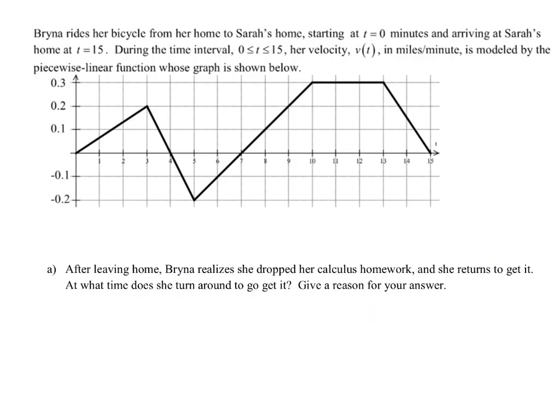All right, so it's very important that you read the situation and underline what you have. Let's highlight those. This is v of t, which is in miles per minute. So we have a velocity, we have a rate. The second thing it says is that Brina leaves her house at t equals 0, and she doesn't get to Sarah's house until t equals 15.